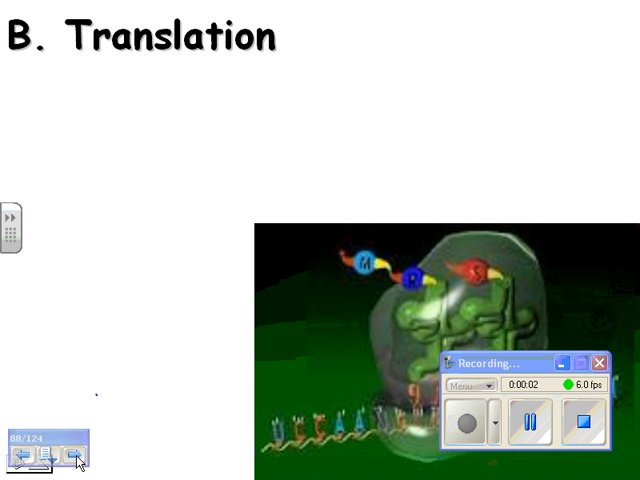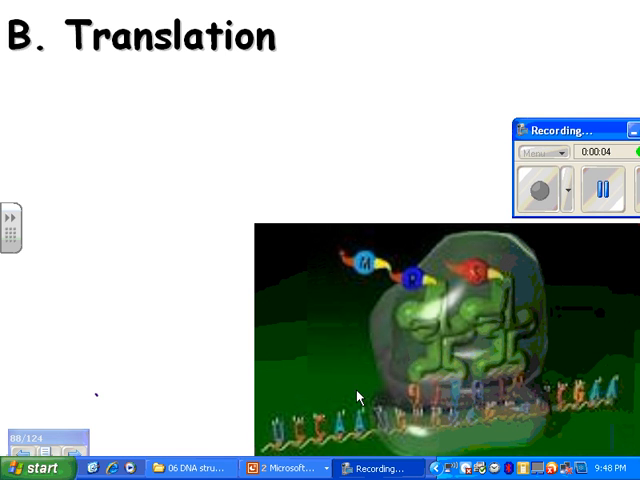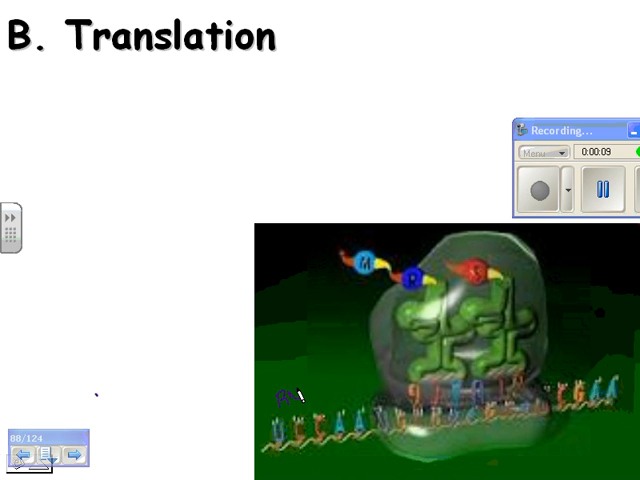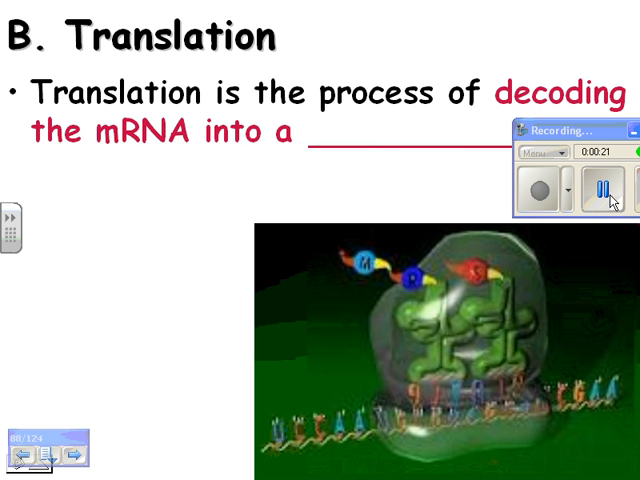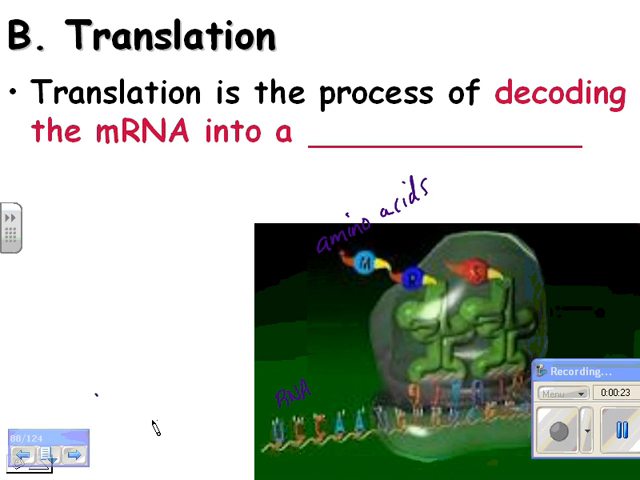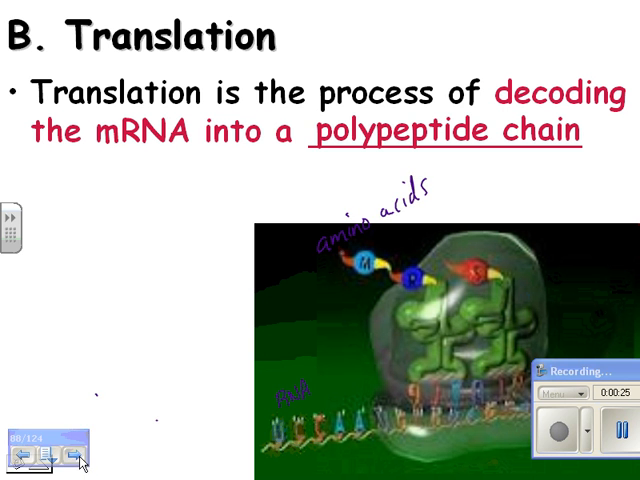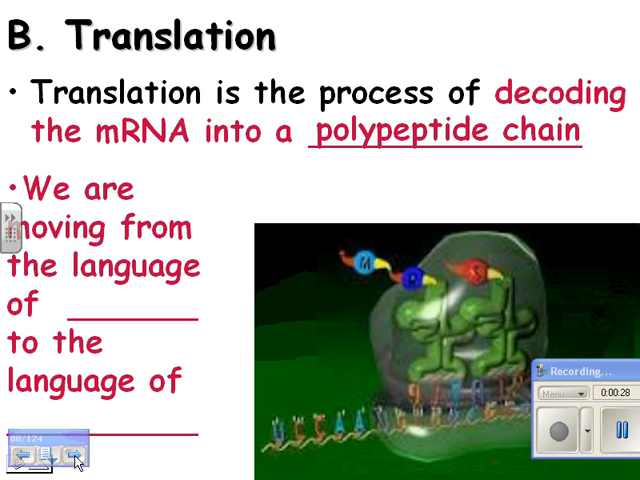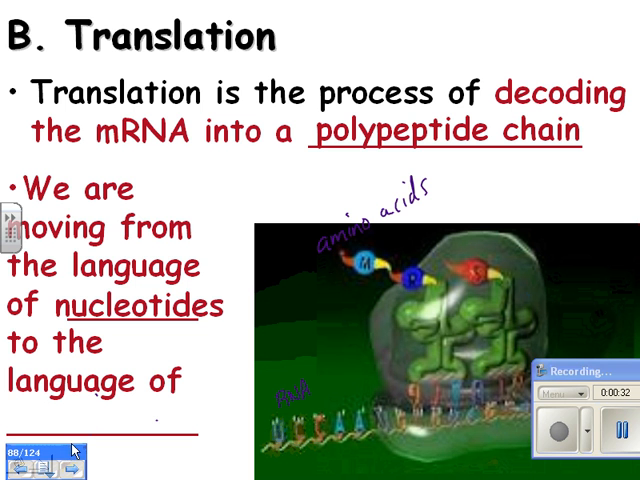Translation. When you translate something, you're going to a new language. And so you're going here from the language of mRNA, which is nucleic acids, to the language of proteins made out of amino acids. Translation is the process of decoding messenger RNA into a polypeptide chain or a protein. So we're moving from the language of nucleotides, the nucleic acid language, to the language of proteins, which is made out of amino acids.